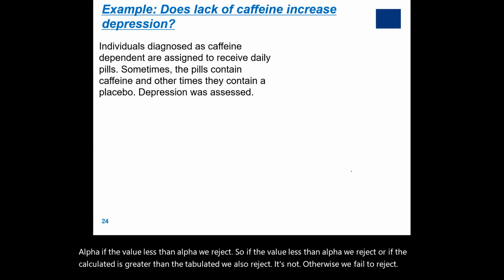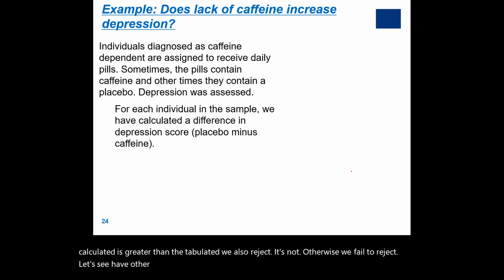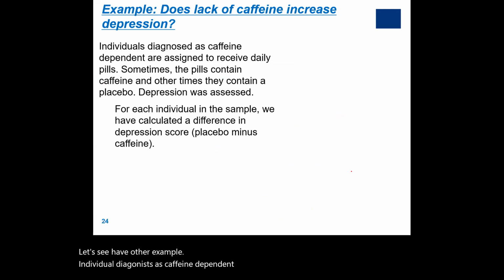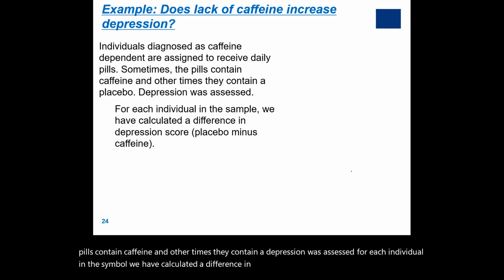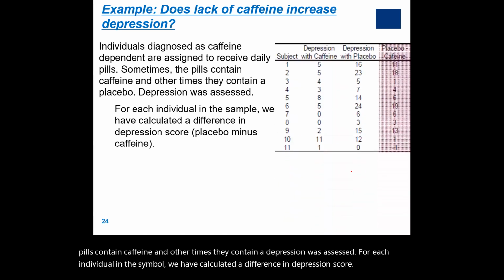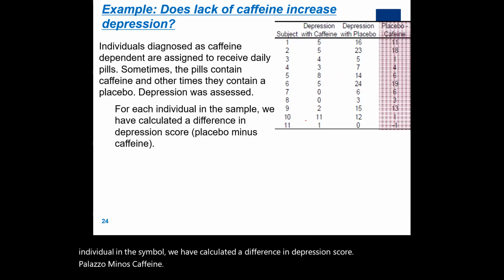Let's see another example. Individuals diagnosed as caffeine dependent are assigned to receive daily pills. Sometimes the pills contain caffeine and other times they contain a placebo. Depression was assessed for each individual in the sample. We have calculated a difference in depression score, placebo minus caffeine. We have 11 individuals.